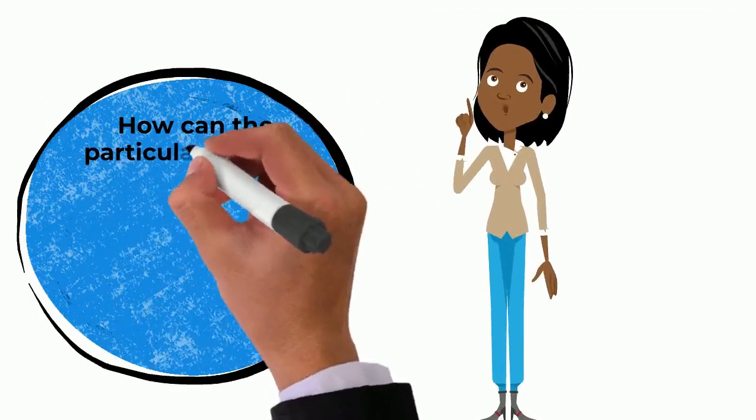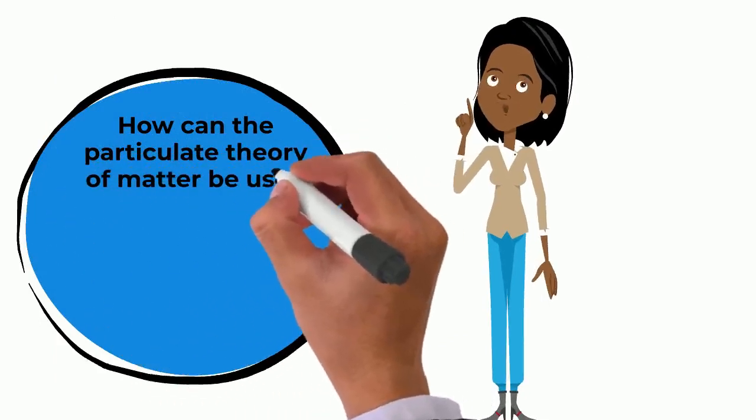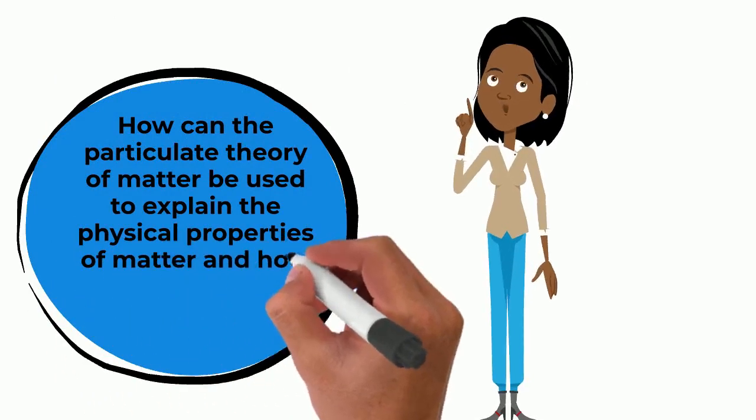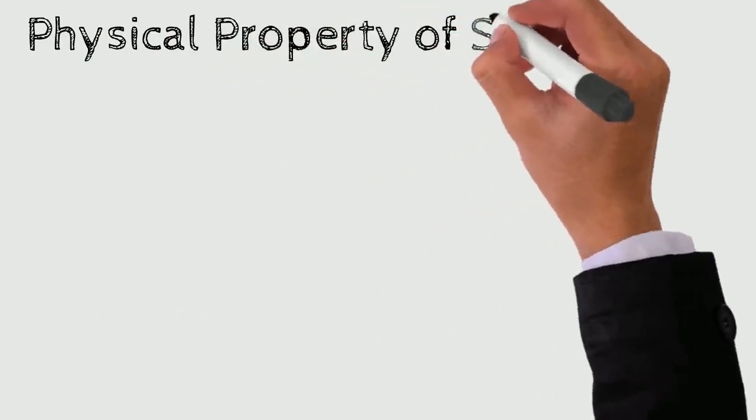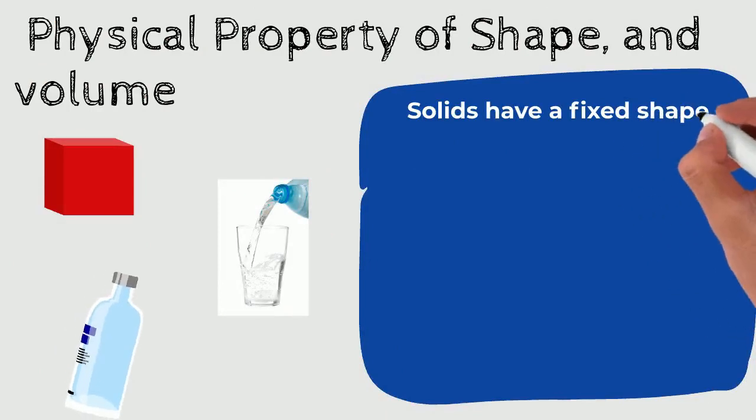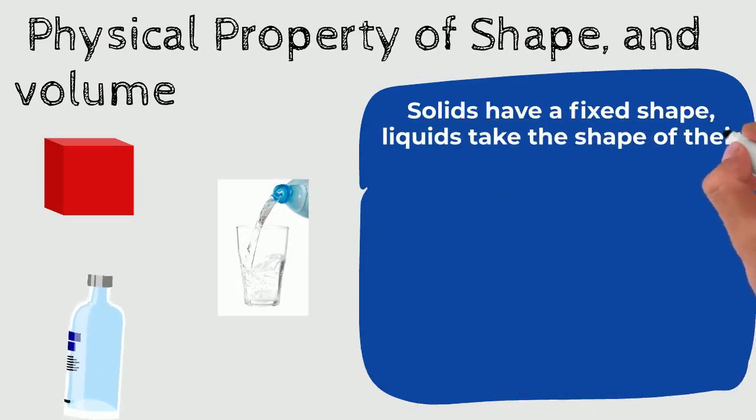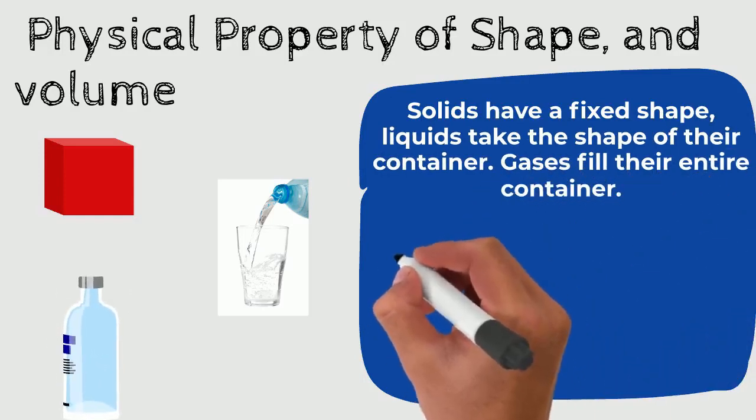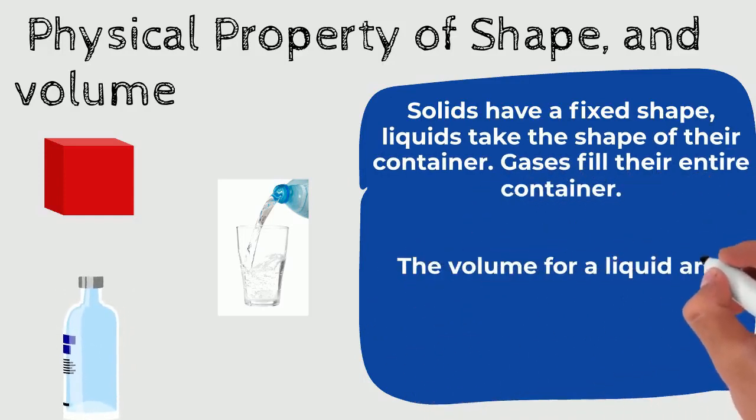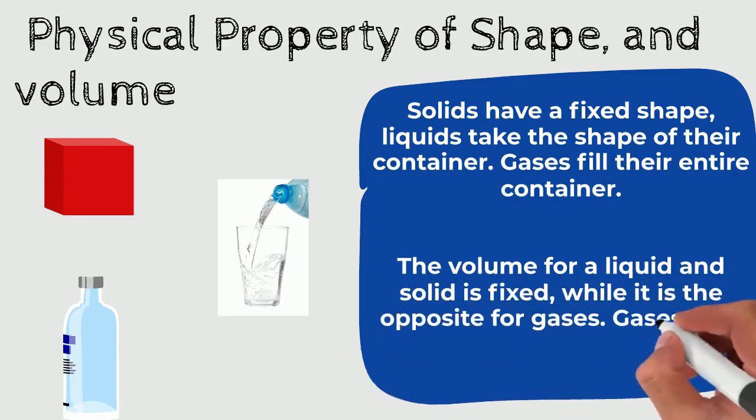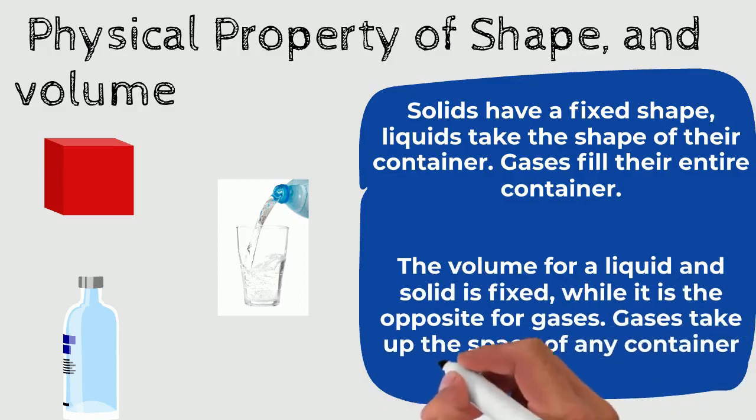How can the particulate theory of matter be used to explain the physical properties of matter and how they differ? Let's look at the physical property of shape and volume. Solids have a fixed shape. Liquids take the shape of their container, while gases fill their entire container. The volume for a liquid and a solid is fixed, while it is the opposite for gases. Gases take up the space of any container they are placed in.